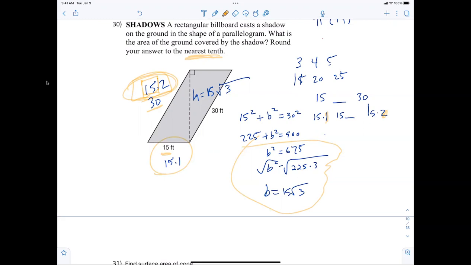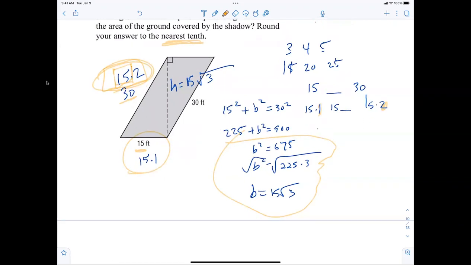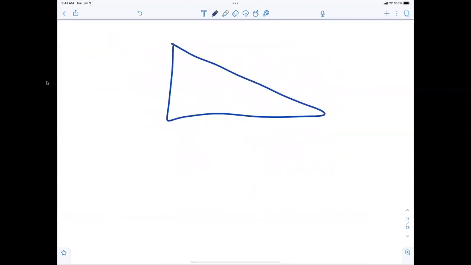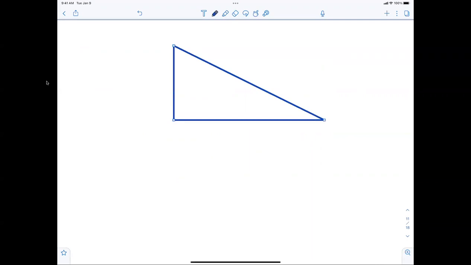Do you want me to go slower? Do you want me to say it again? Sebastian, you understand that or not? Okay, let's do another one real quick. Let's say I had this right here. Make a quick right triangle, and you can see if you understand me.